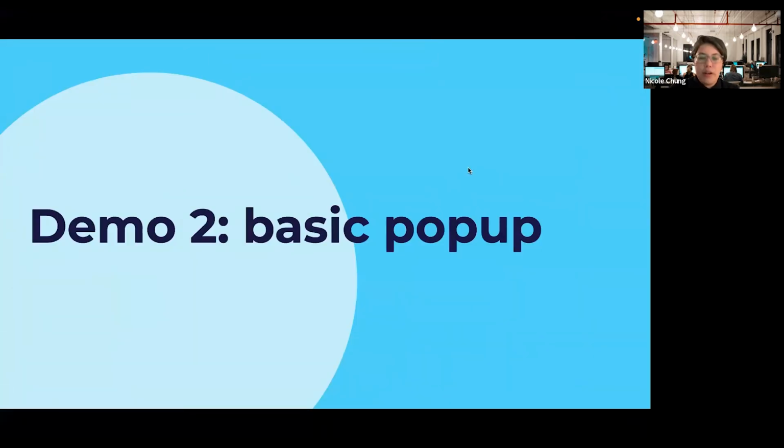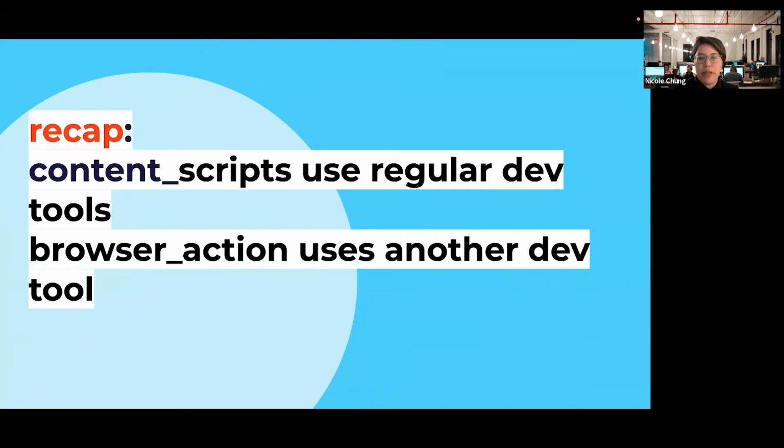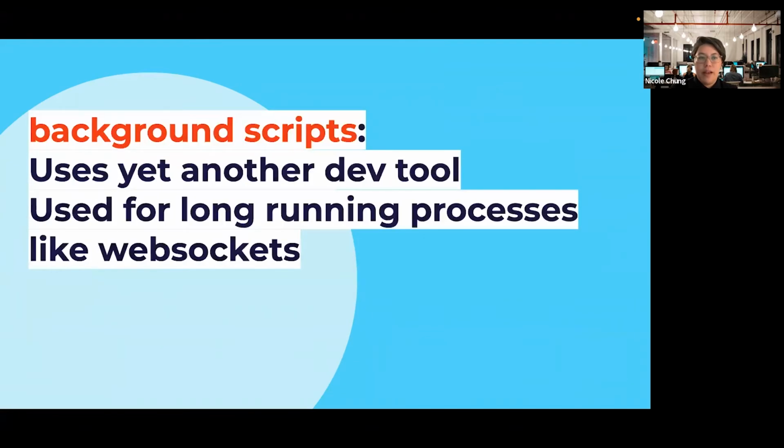Okay. So we have the basic pop-up. So we want to recap. Content scripts use regular dev tools. Browser action, which creates a pop-up for you, uses another dev tool. Background scripts use yet another dev tool, I think. And usually your background script is where you want to open a port. So if you're sending dozens and dozens of messages, you want to open this port, and it's like a WebSocket.